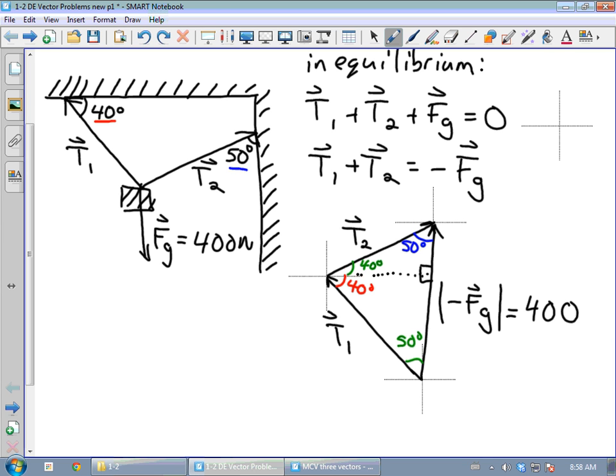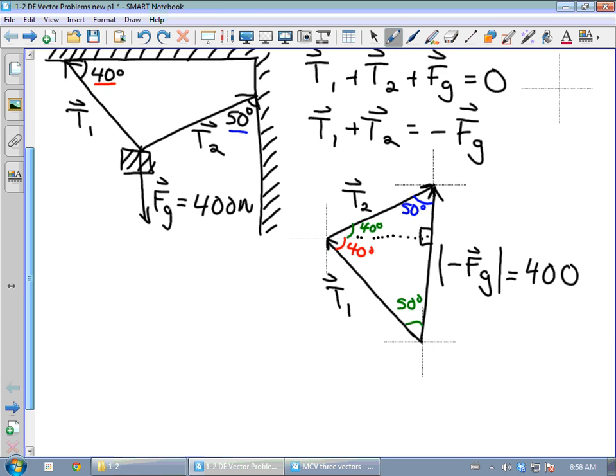So now I've filled in all my angles. What do I want to calculate? Well, I want to calculate the tension in the two ropes. So really all I need is the magnitude of T1 and the magnitude of T2. How can I get these magnitudes? Well, I know all the angles of my triangles. I know the magnitude or the length of one side, so I can use sine law here.